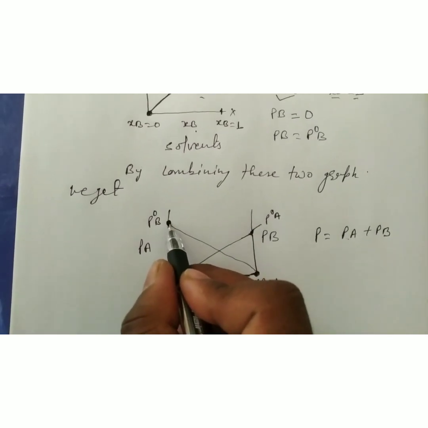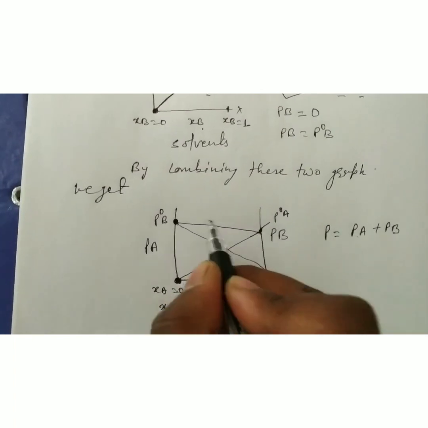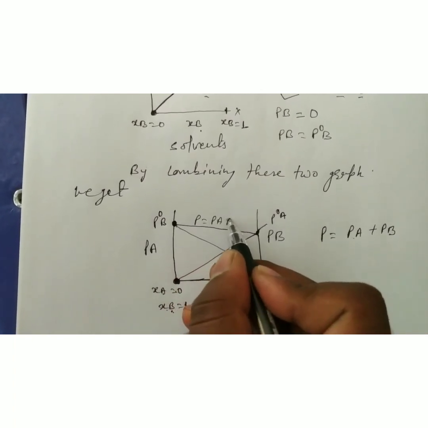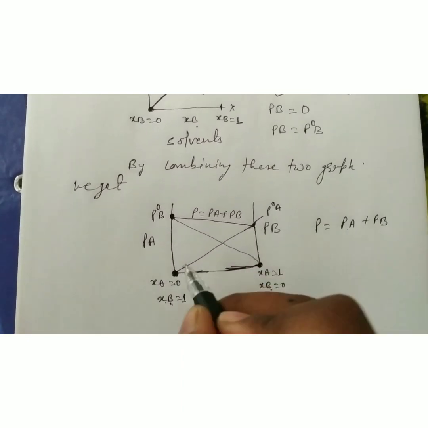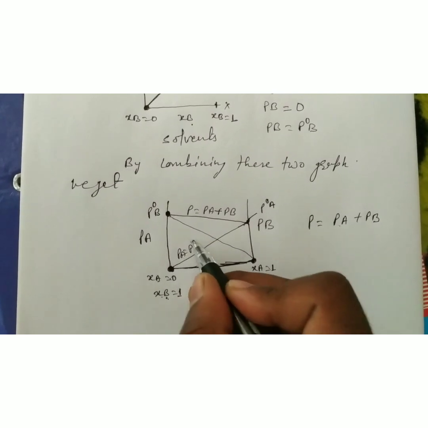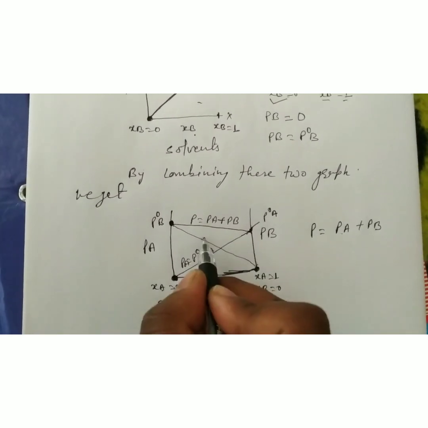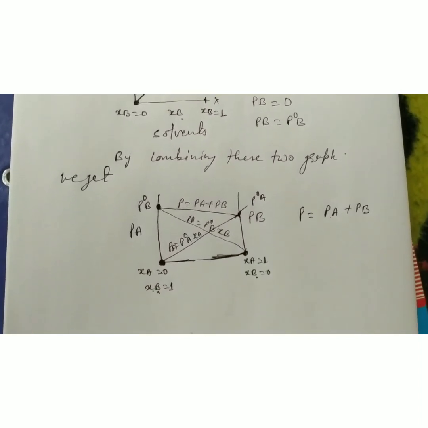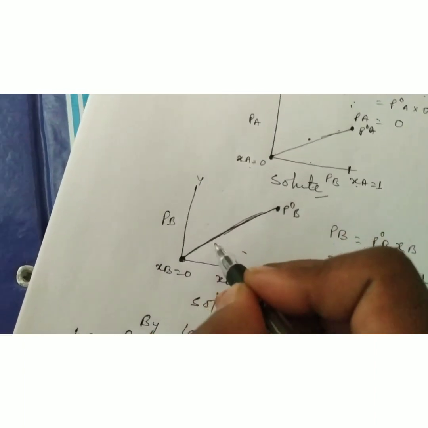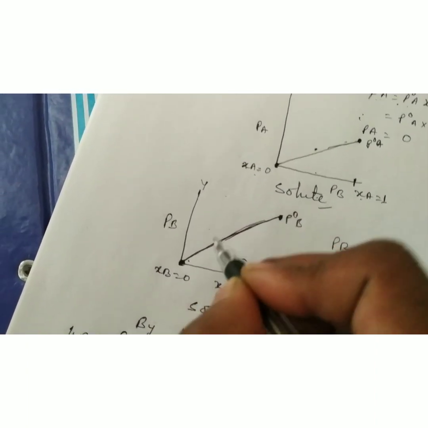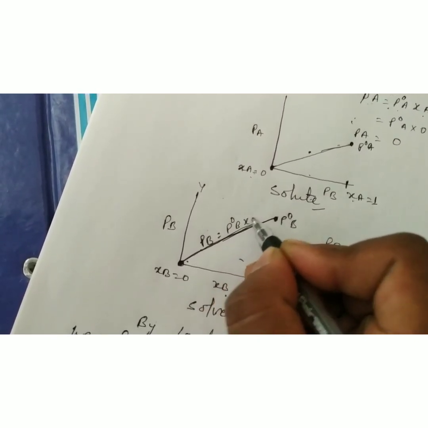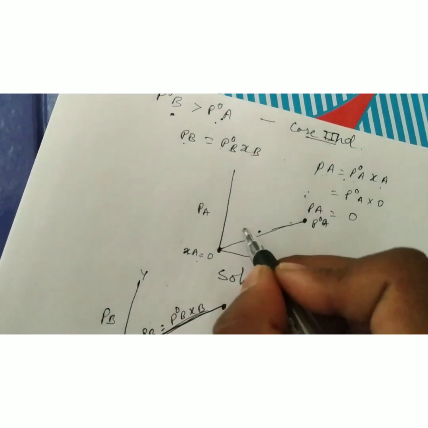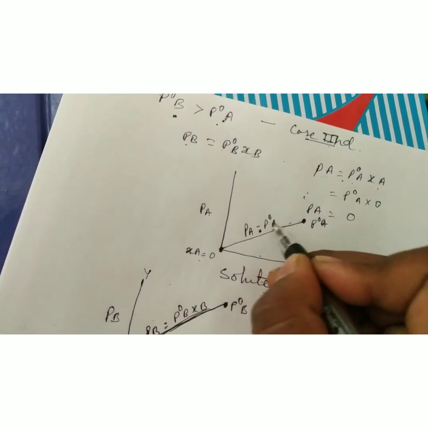So, by combining these 2 points, this is the line, P equals PA plus PB. This is the point where PA equals P naught A XA, and this is the point when PB equals P naught B XB. Clear? Same as before, this point is the representation for solvent. This line represents PB equals P naught B XB. This line represents PA equals P naught A XA.